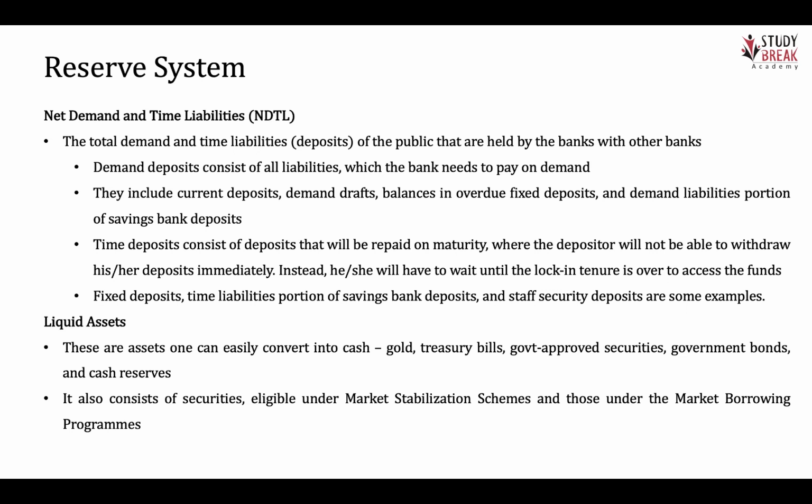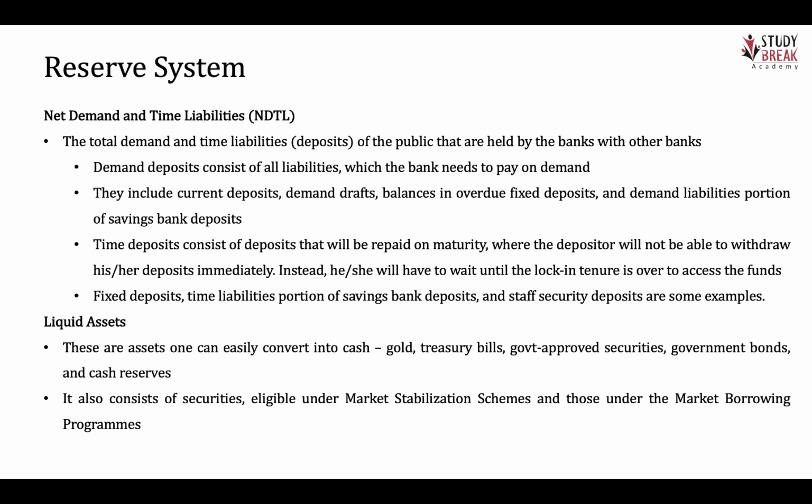Okay, a few examples of demand liabilities would be current deposits, demand drafts, overdue fixed deposits, demand liabilities from savings bank deposits and all. A few examples of time liabilities would be fixed deposits which have not yet matured, liabilities portions of the savings bank deposit. Now, one part of your savings bank account money might be kept for time liabilities also, staff security deposits, and all those things.